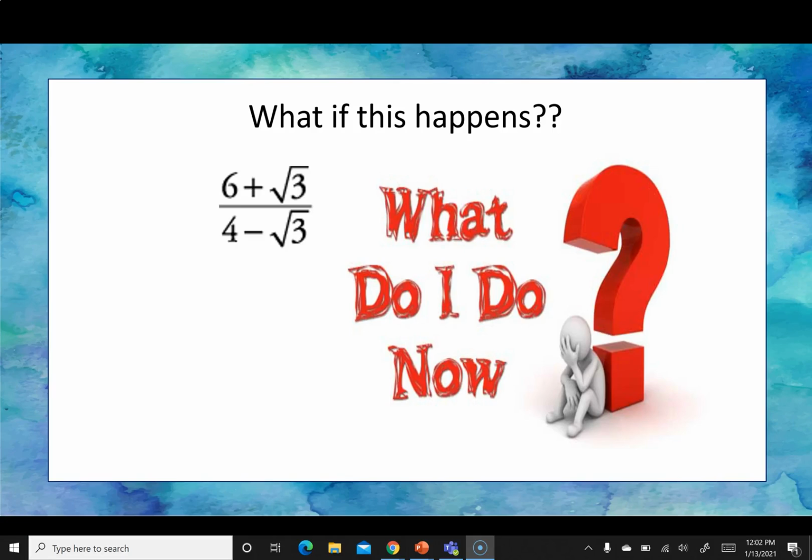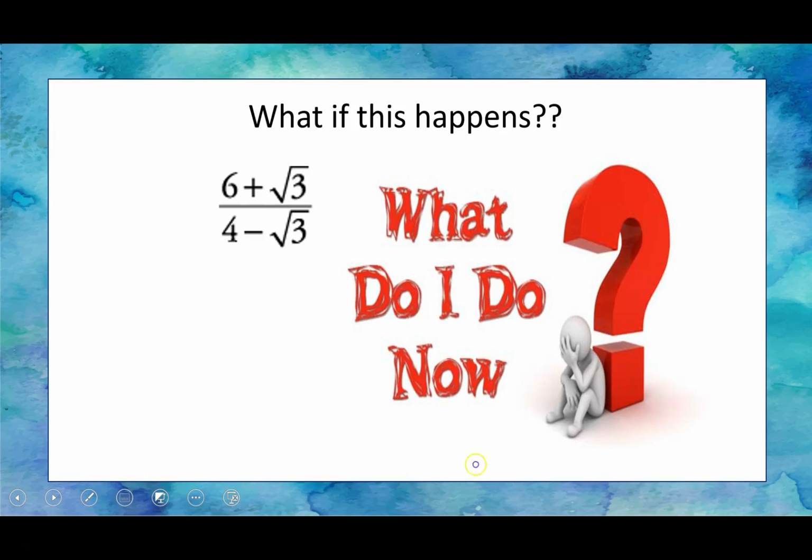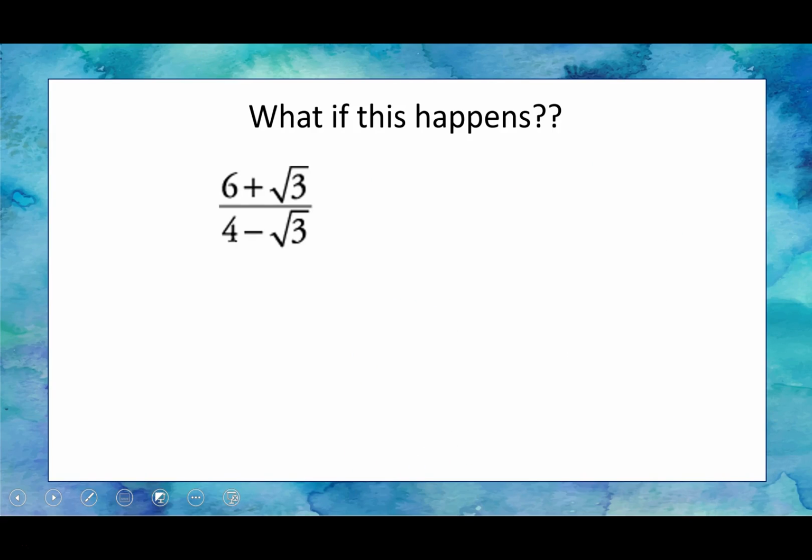All right, what happens if we have something a bit more complicated like this? Well, what we do is we multiply by the conjugate. We spell that word conjugate. For example, in this problem here, we have 4 minus root 3. The conjugate is going to be exactly the same thing, but with the opposite sign.